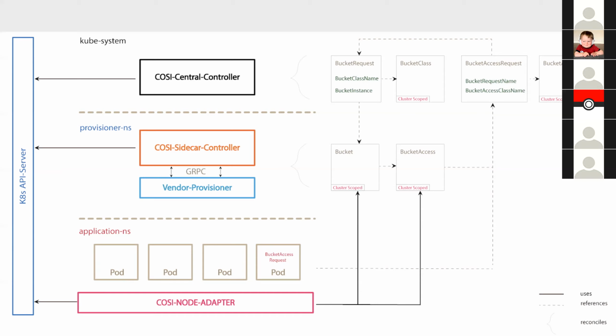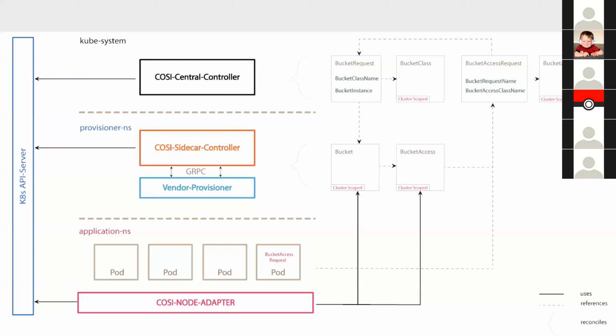Let's go one by one. For a bucket access request, if it's pointing to the wrong bucket request or a non-existent one, there is really no problem, because we would just not provision a bucket access for that request. For a bucket request pointing to the wrong bucket class, again, it would be an error condition because we wouldn't be able to use the bucket class. If it points to the wrong one, that's a user error, because we don't know what's wrong and what's right.